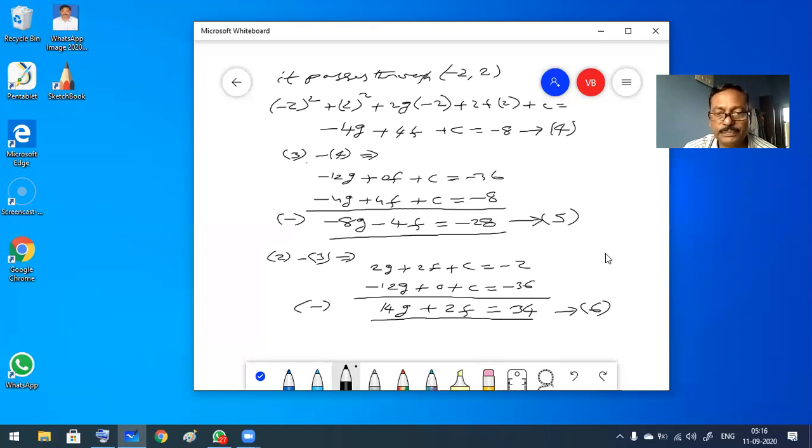So equation 5 is minus 8g minus 4f is equal to minus 28, and equation 6 is 14g plus 2f is equal to 34. Now you can solve equations 5 and 6.